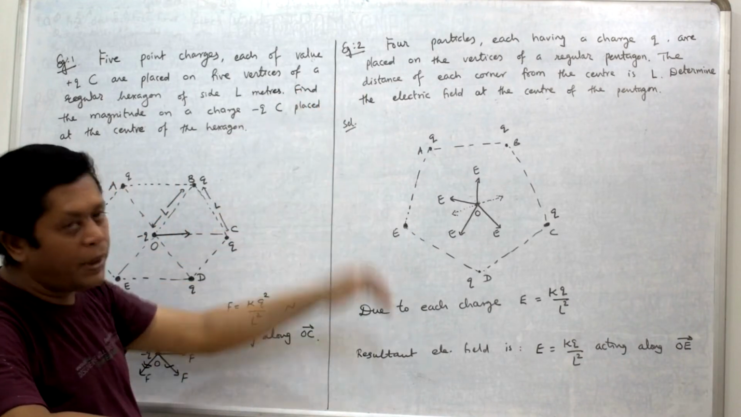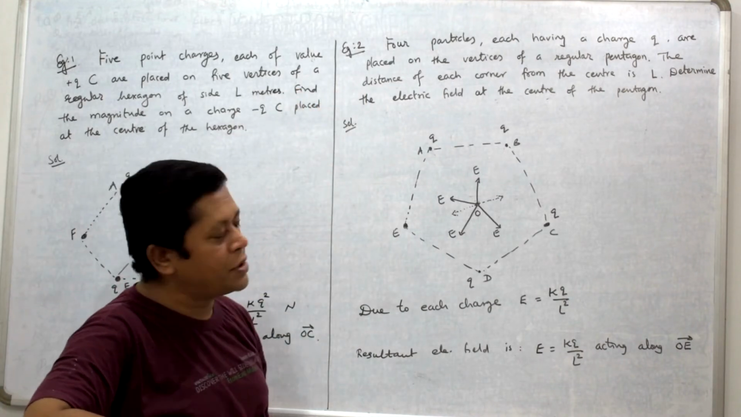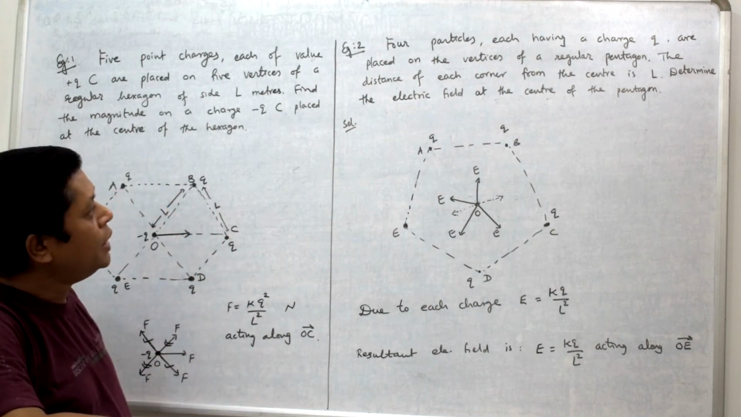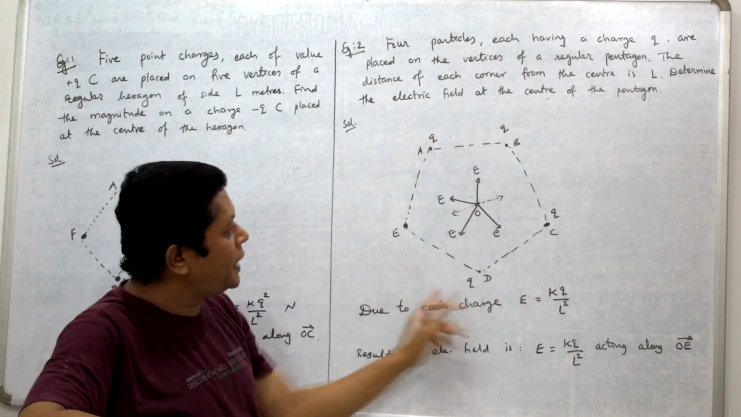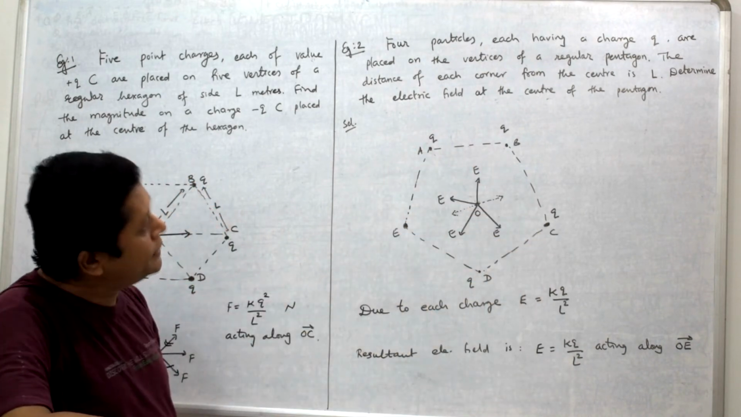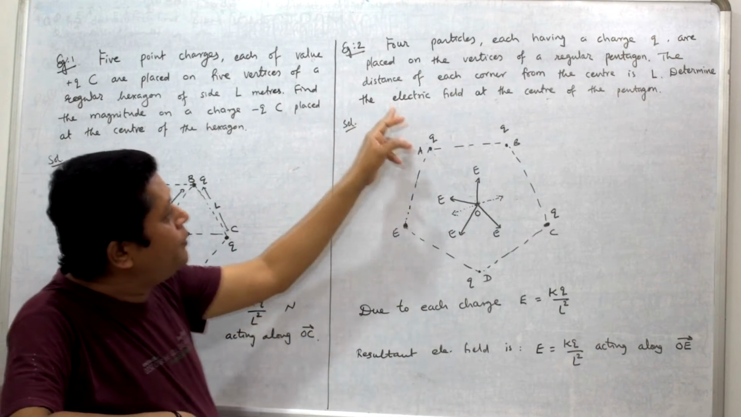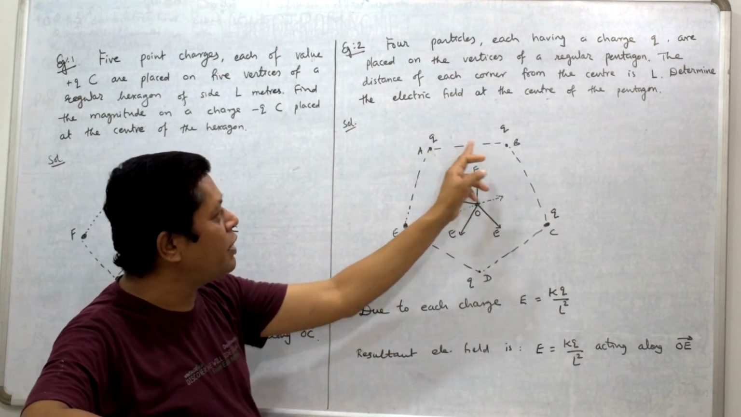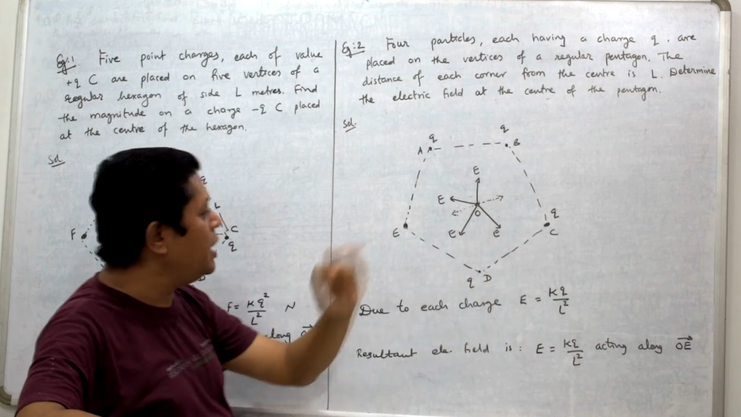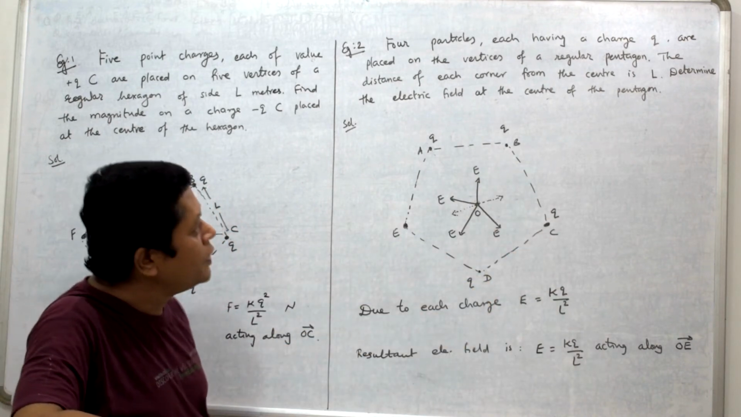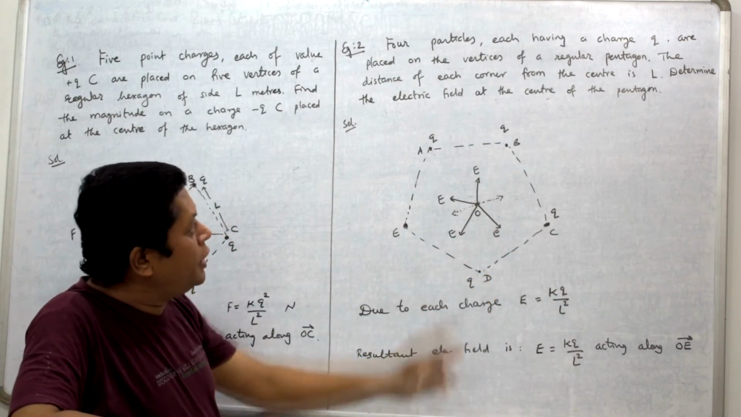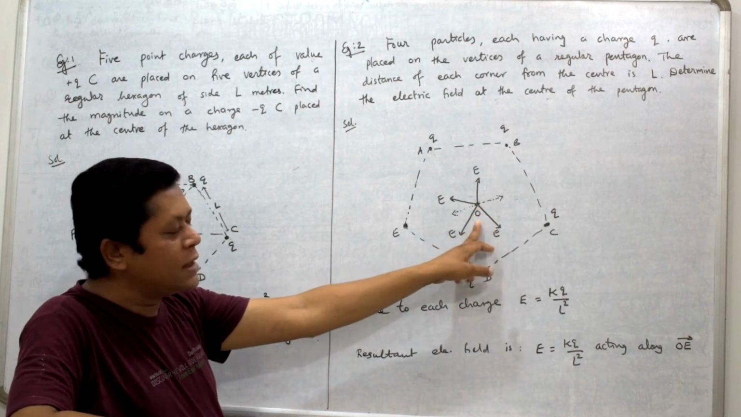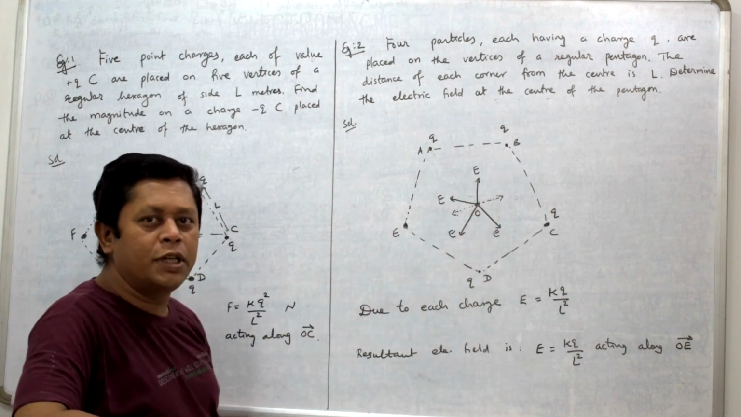Here is another example, to find the electric field due to a system of charges. Here you can see it is a pentagon of side length L and 4 charges, each of magnitude q, placed on vertices A, B, C and D of the pentagon. The question is to find the resultant electric field at the center of this pentagon.